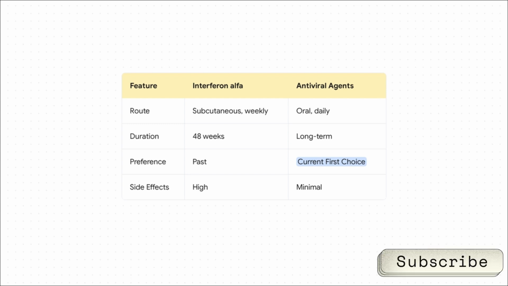The first choice now is simple oral antiviral pills, like tenofovir. They're taken every day, they work great, and they have very few side effects. For your exam, if they ask about treating chronic Hep B, the answer is oral antivirals.